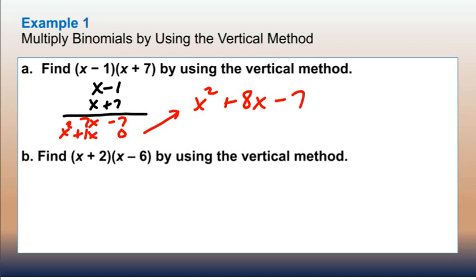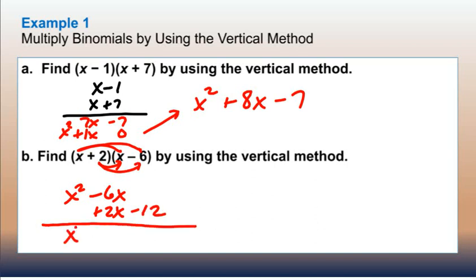Part B, that one I'm going to use FOIL. So x times x is x squared. X times negative 6 is negative 6x. 2 times x is a positive 2x. 2 times negative 6 is a negative 12. I can add straight down and I get x squared minus 4x minus 12.